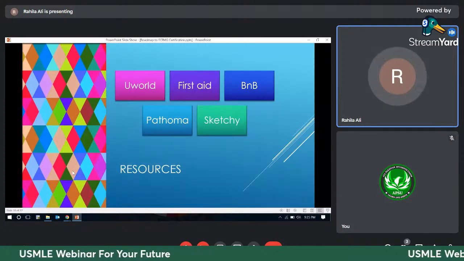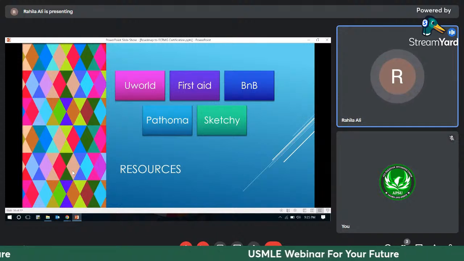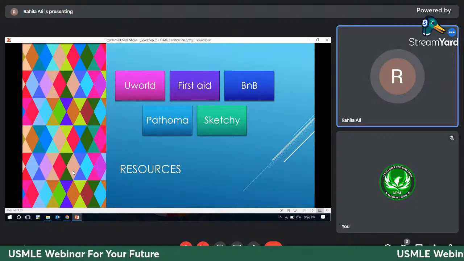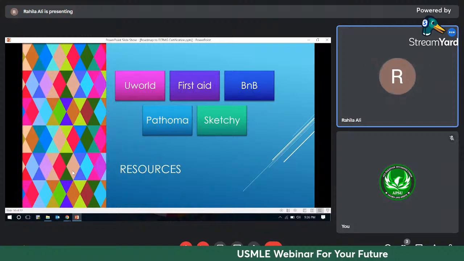Okay, most important. Before that we were talking about how to study, what the strategies will be, how to apply for the pathways, Form 183 and all this. Now this is the main important part, I think: resources for Step 1.